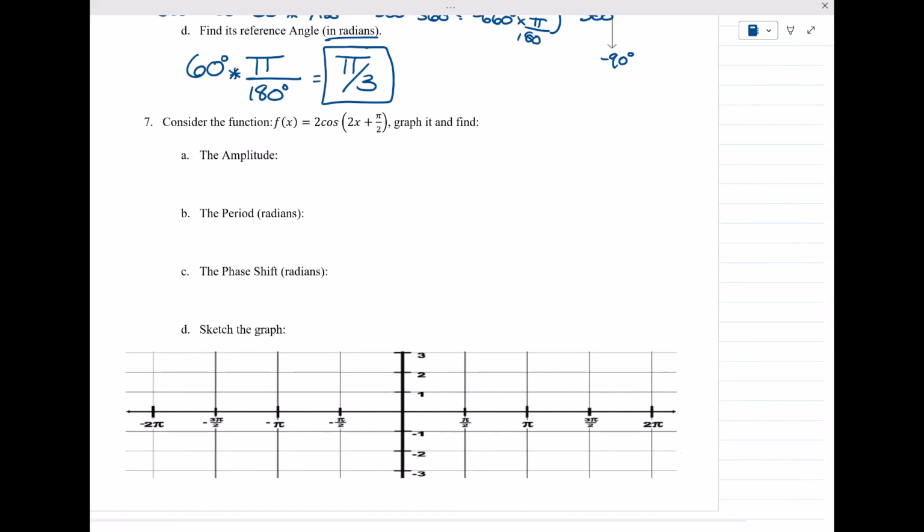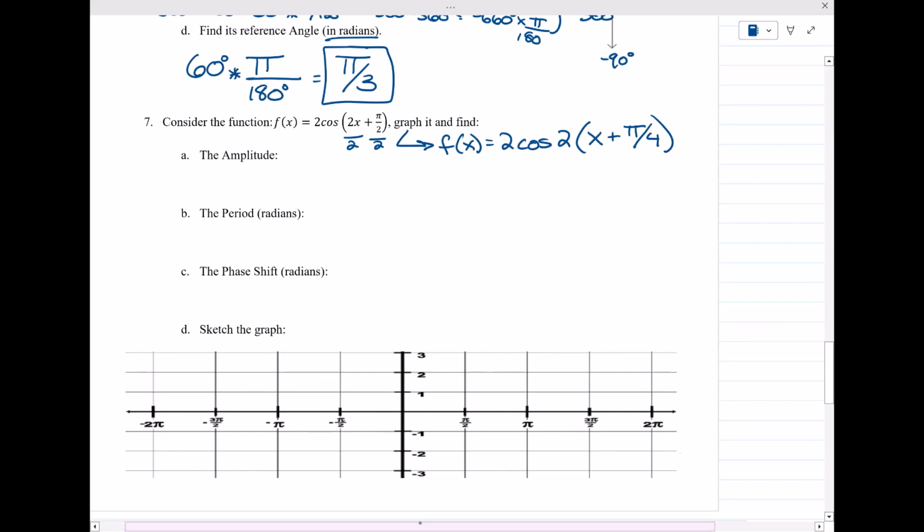All right, the way we talked about doing these problems is you have to make sure that that x is by itself. If there's anything in front of the x, you have to factor it out. So first thing I'm going to do is divide by 2 out of these. And that gives us the equation f of x is equal to 2 times the cosine of 2 times x plus pi over 4. Pi divided by 2 is pi over 4.